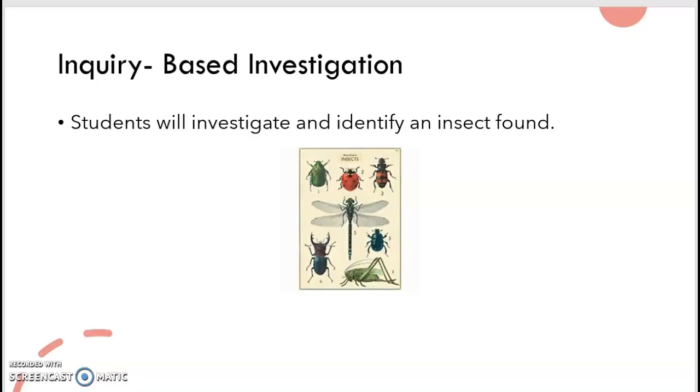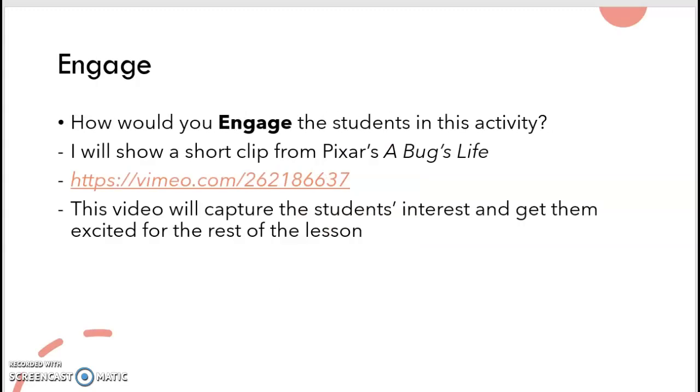The investigation will be to identify an insect that the students have found. I'll engage them by showing them a short clip of Pixar's A Bug's Life, and that's the video I'll be using. I'll use it to capture their interest and get them excited for the rest of the lesson.